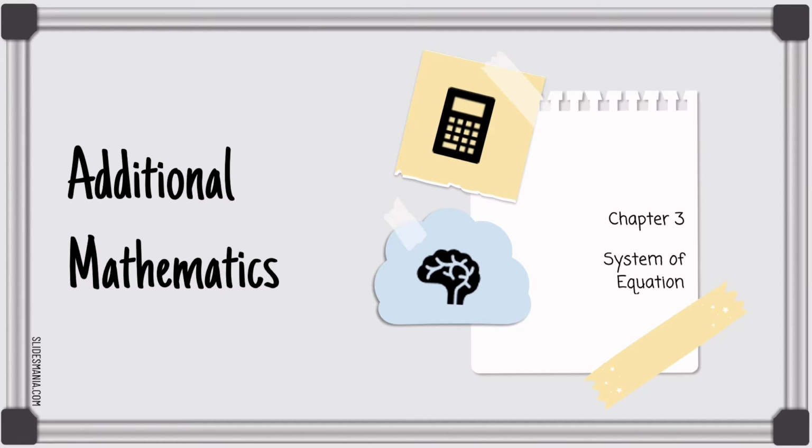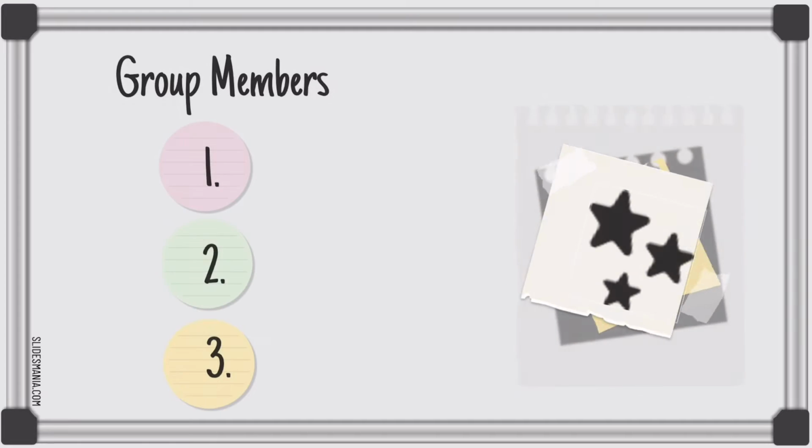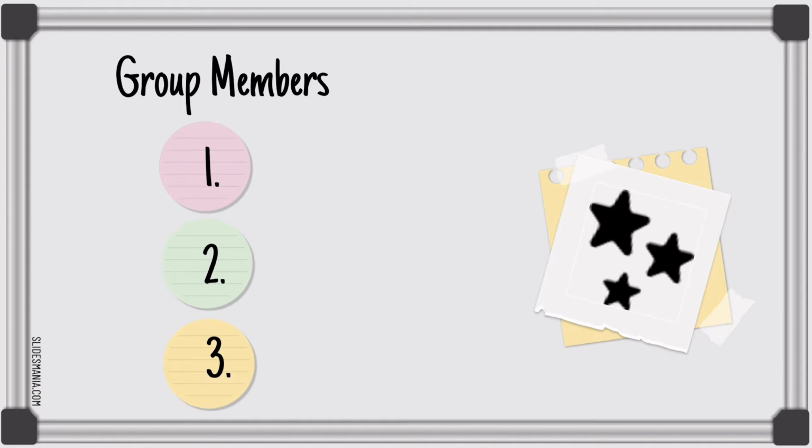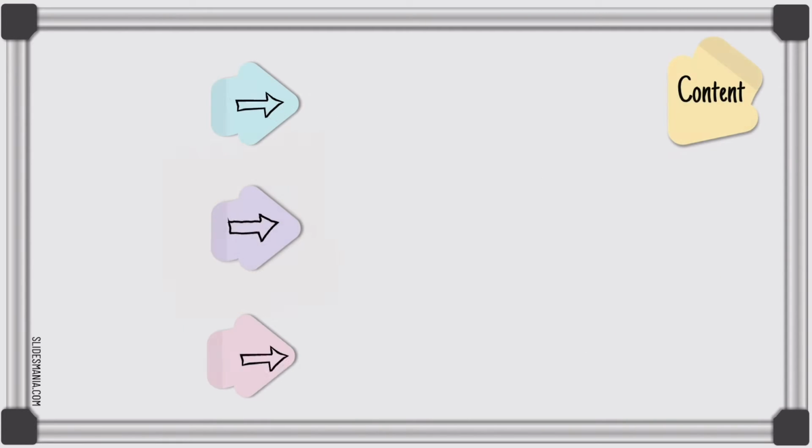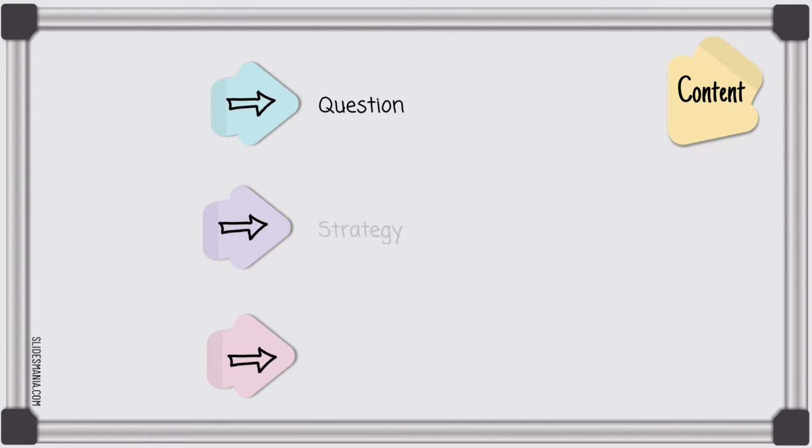We will be giving an example of a question from Form 4, Chapter 3, System of Equations, together with an explanation on how to solve the problem. Our group consists of 3 members, which are Nur Fazura, Jasmine Balkis, and Zarif Farizayani. In our video, we will first look at the question, then we will plan a strategy on how to solve the problem so that we can solve the problem smoothly and easily.